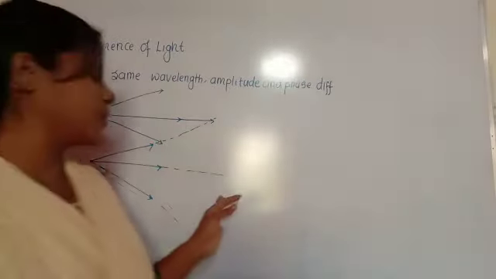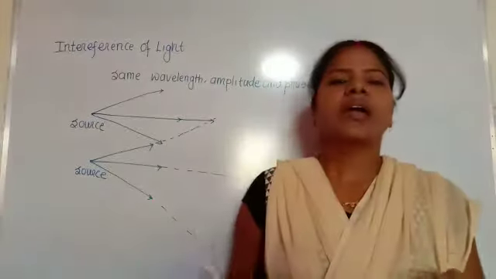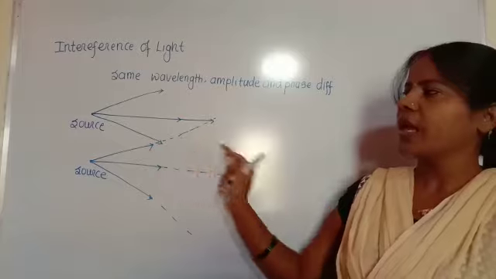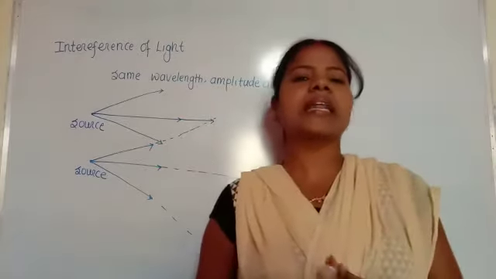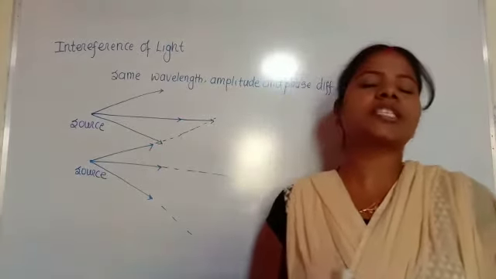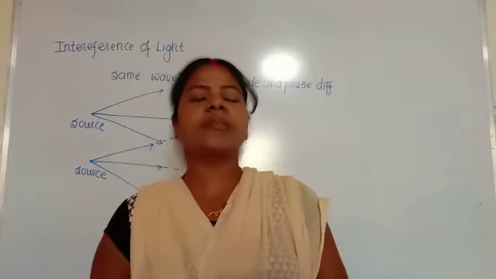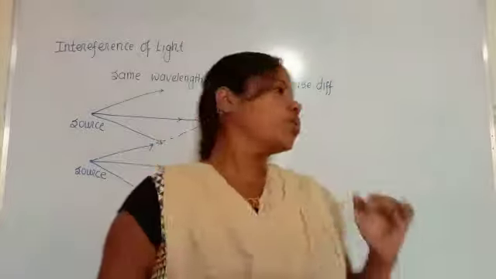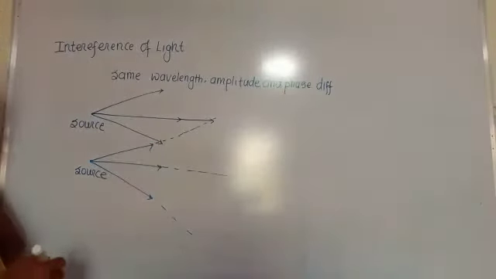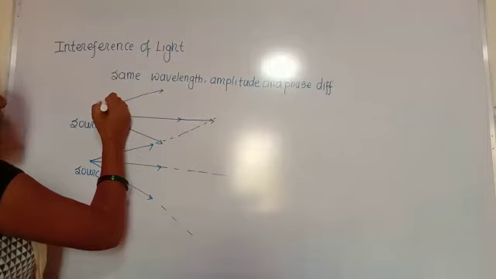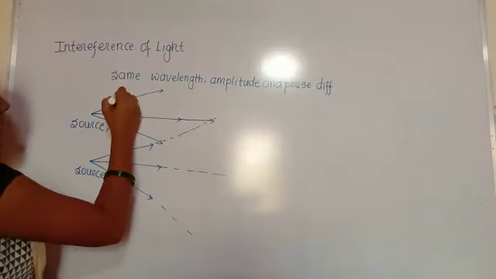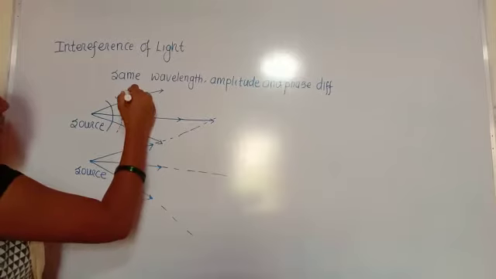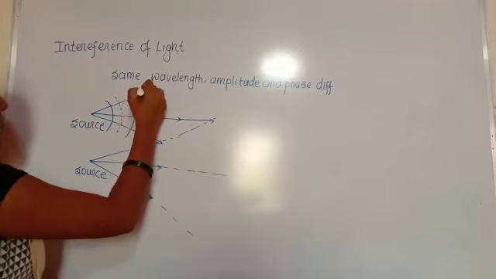Interference means the crossing of two rays, and due to this, bright and dark regions are observed. So we can say that the distribution of energy in the surrounding medium is not uniform, but there are bright and dark regions. So what type of dark and bright regions are observed? Here we draw a dotted line and a dashed line.